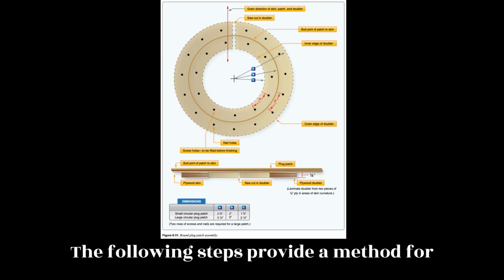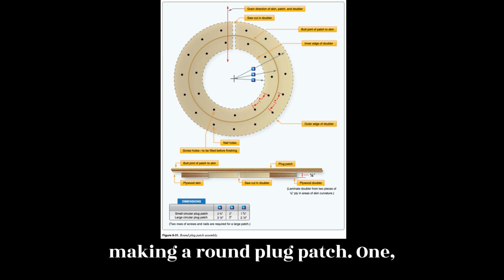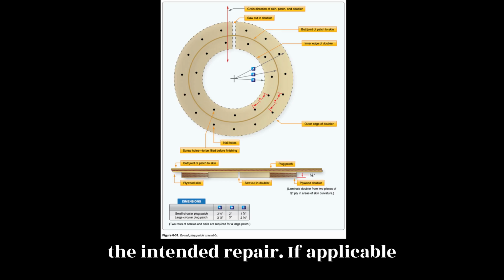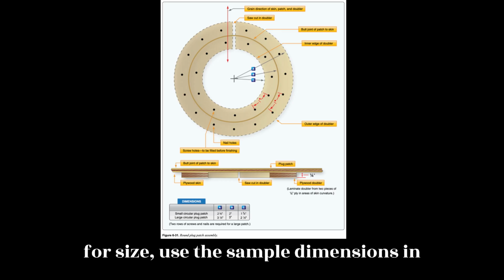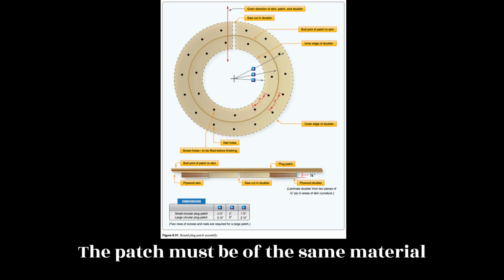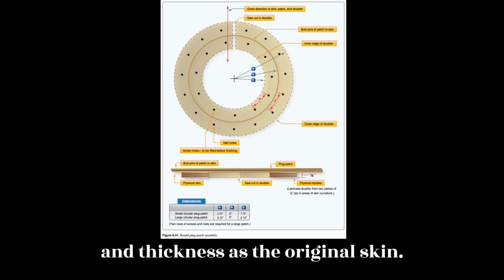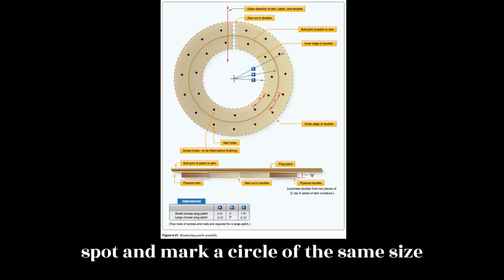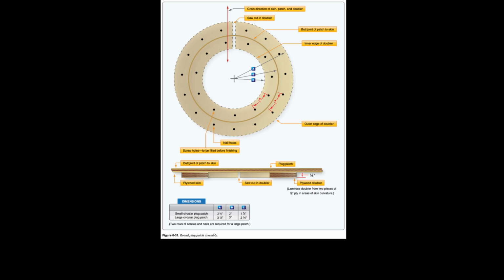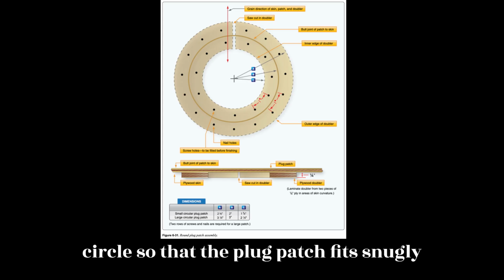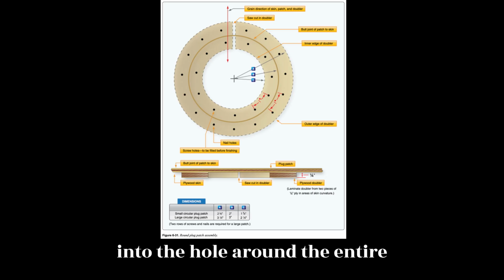The following steps provide a method for making a round plug patch. 1. Cut a round patch large enough to cover the intended repair. If applicable for size, use the sample dimensions in Figure 6.31. The patch must be of the same material and thickness as the original skin. 2. Place the patch over the damaged spot and mark a circle of the same size as the patch. 3. Cut the skin inside the marked circle so that the plug patch fits snugly into the hole around the entire perimeter.